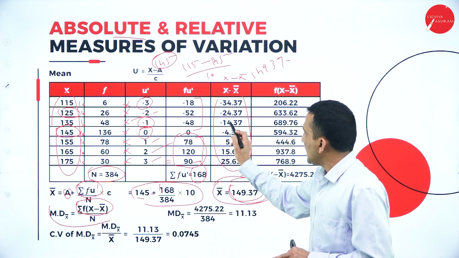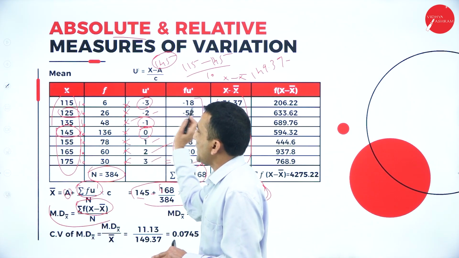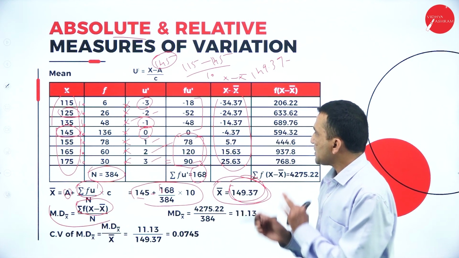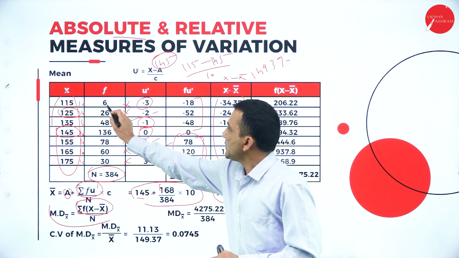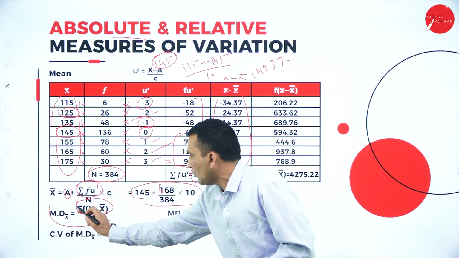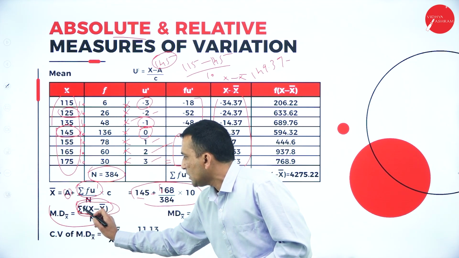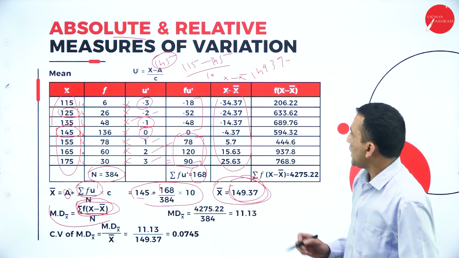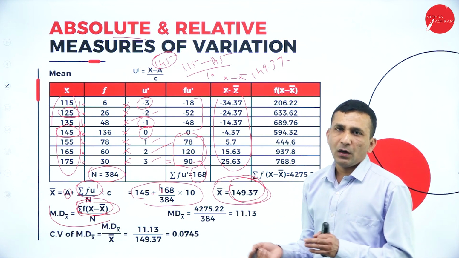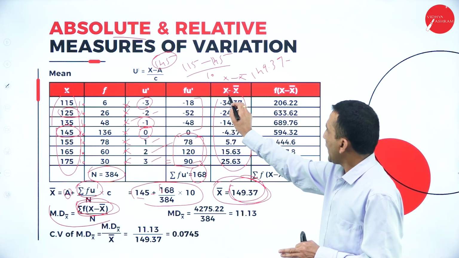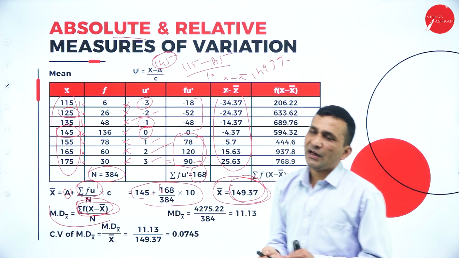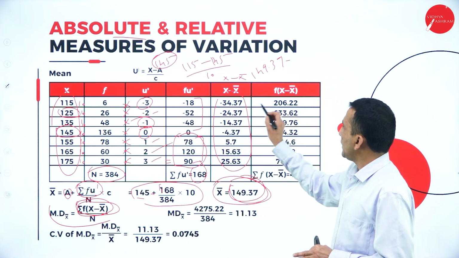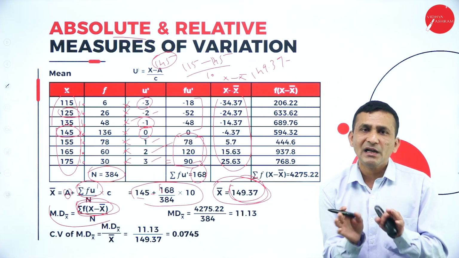Now this final answer we need to multiply with the respective frequency. So the first value, minus 34.37 into the respective frequency, because the formula requires f into x minus x bar. That's why I have extended one more column here. The x minus x bar value, if I multiply with the frequency, I am getting the plus value, because here the sign is completely ignored.